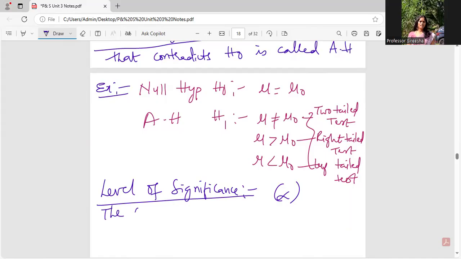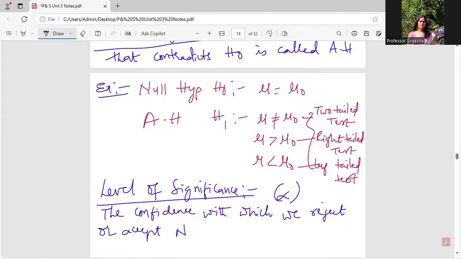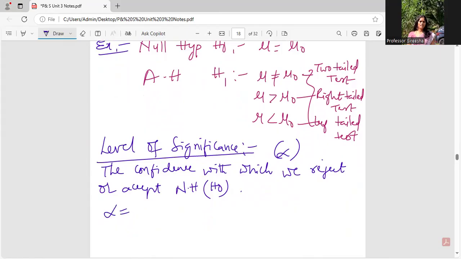The confidence with which we reject or accept the null hypothesis, H naught. Now, with the confidence with which I am accepting, alpha can be 5%, or alpha can be 10%, or alpha can be 1%, of that kind. Okay, I'll talk about it.